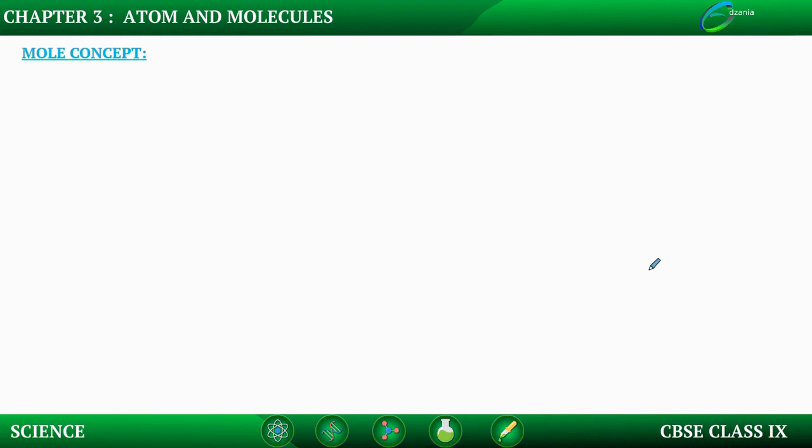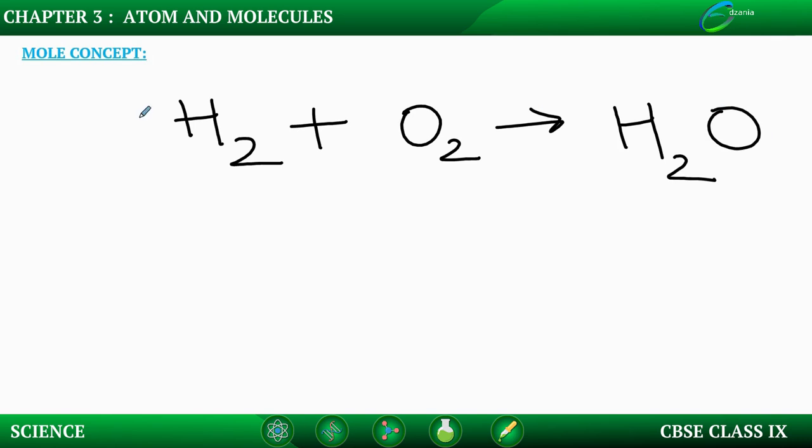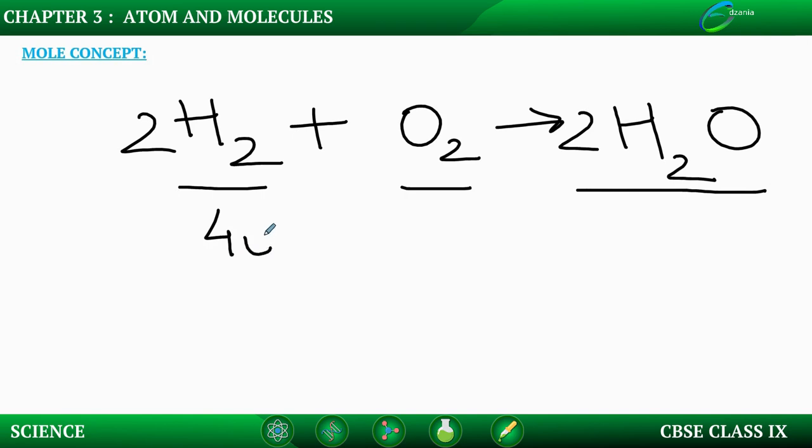Mole concept. Before we start studying what the mole concept is, let us take an example of the reaction of hydrogen and oxygen to form water. The reaction indicates that two molecules of hydrogen combine with one molecule of oxygen to form two molecules of water, or 4 atomic mass unit of hydrogen combines with 32 atomic mass unit of oxygen to give 36 atomic mass unit of water.